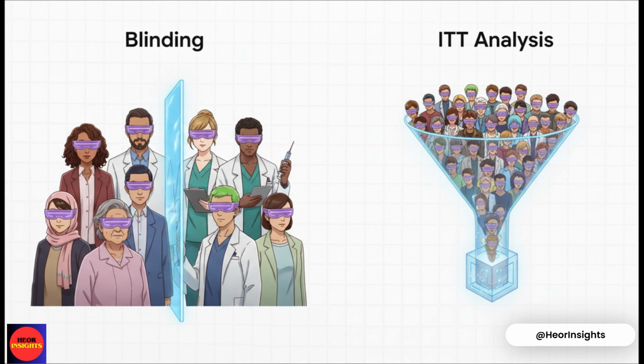HTA bodies love ITT because it analyzes everyone based on the group they were originally randomized to, no matter what happened later. This gives the best picture of how a treatment policy would actually work in the real world.